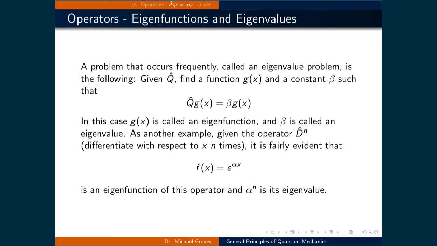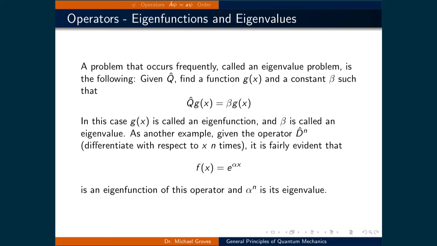Assume that we have an operator d hat to the power of n, which is defined as differentiating what follows n times. If I apply that operator to f of x being equal to e to the power of alpha x, then we would get back e to the alpha x times alpha to the power of n. So we would say that f of x is an eigenfunction of this operator, and that alpha to the power of n is its eigenvalue.